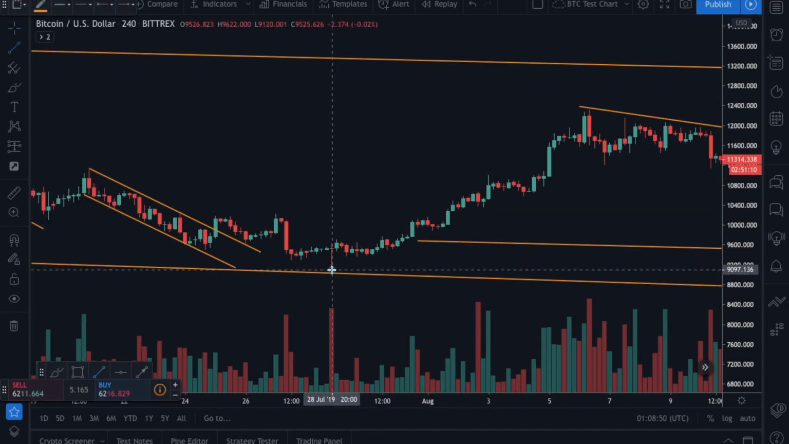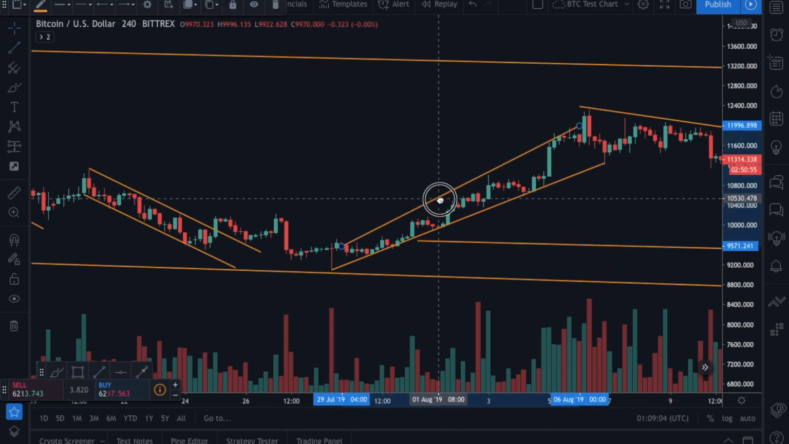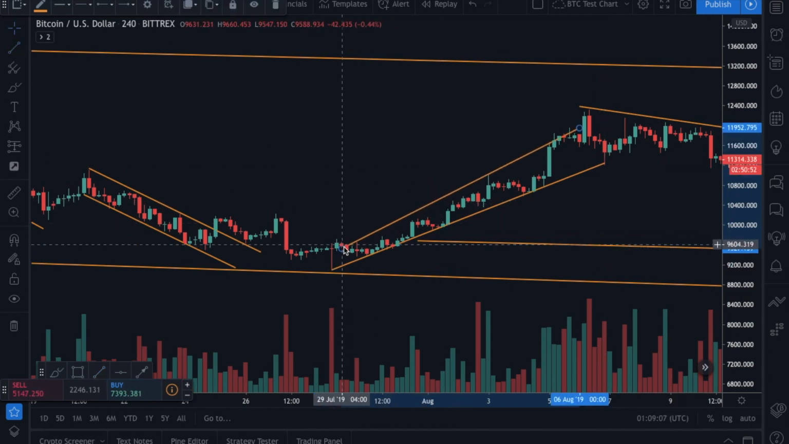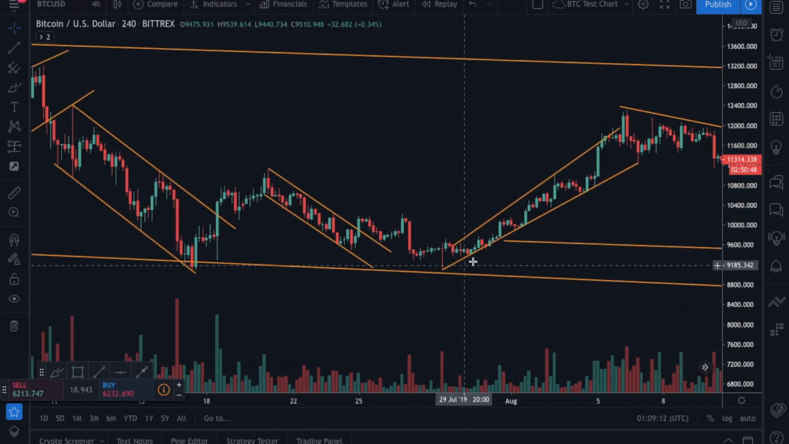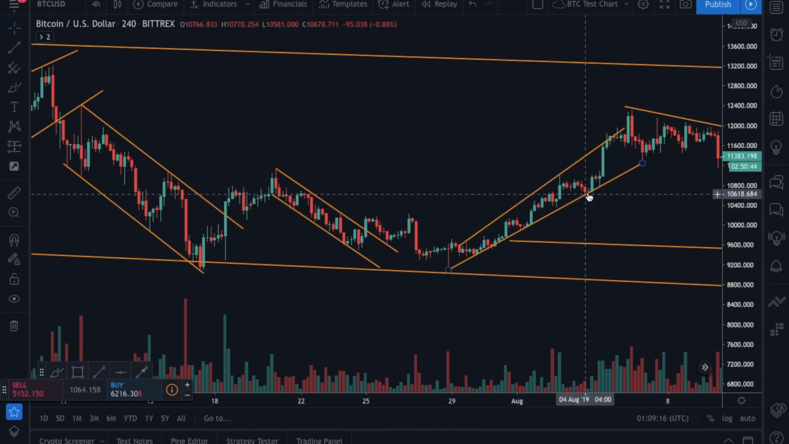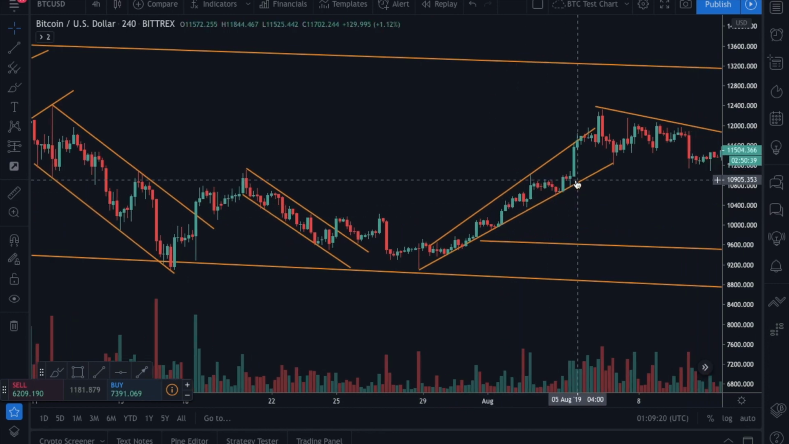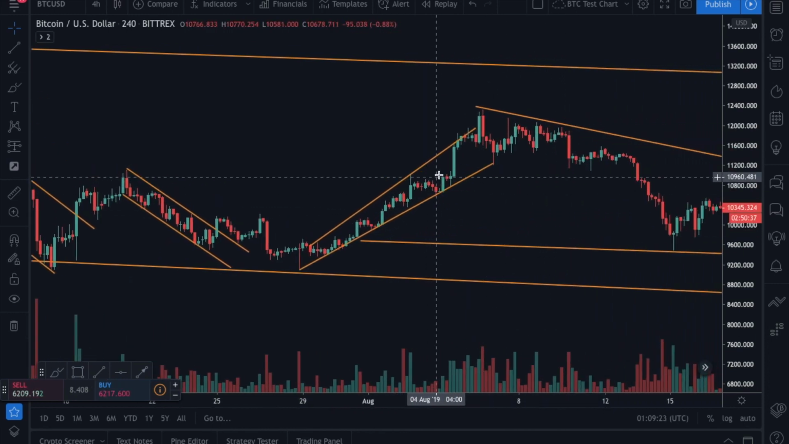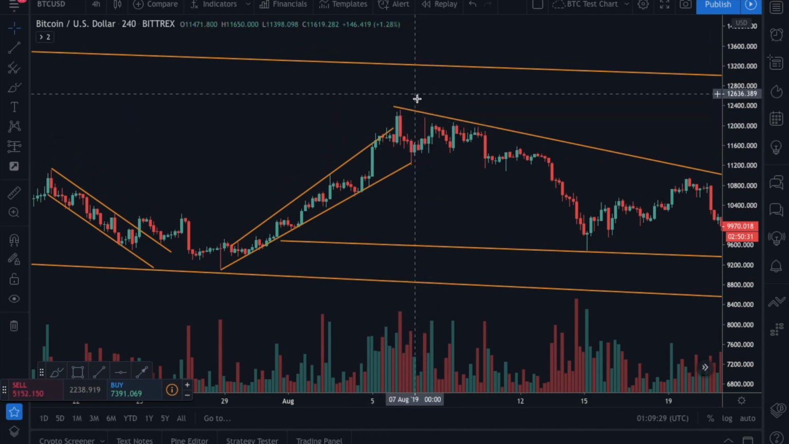So if you take from this area and here, let's make it this way. So now you can see we are actually making higher highs here as well, right? Higher highs and higher lows. So this was an indication that the price has now reversed and is going in an upward direction because it's an upward channel.